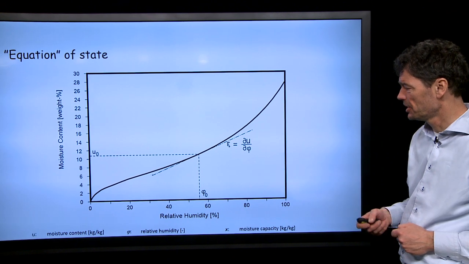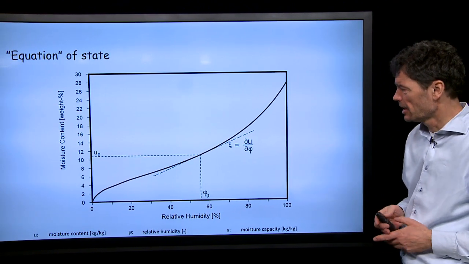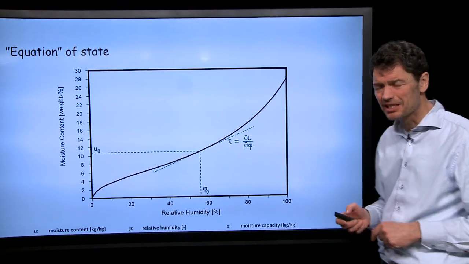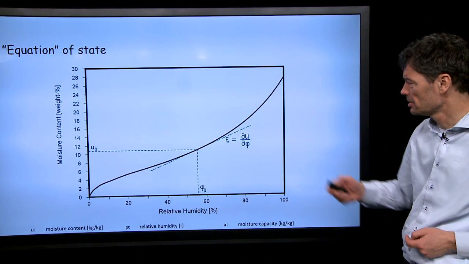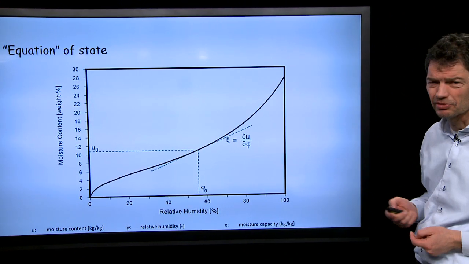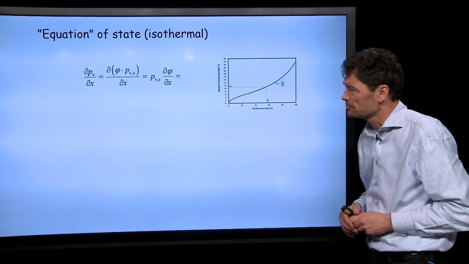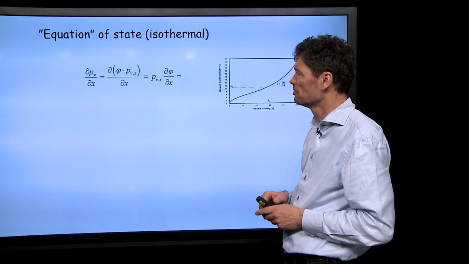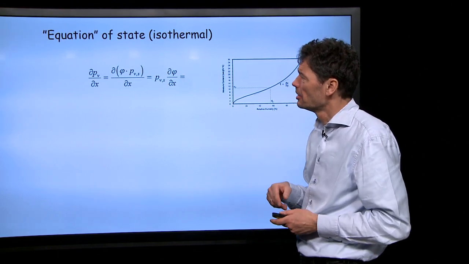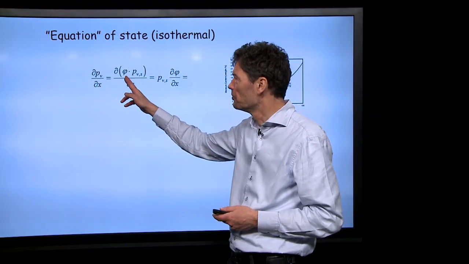So that's how it comes up here. And we're going to use it now, but remind you how we have Xi to tell us about the change of the U in relationship to the phi.